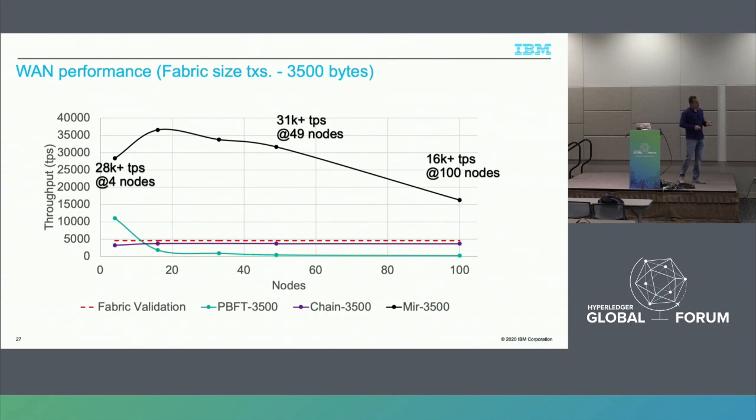Basically, what this plot shows is that for any deployment of Fabric, up to 100 nodes, the BFT ordering service is not going to be the bottleneck, which was the main inspiration for this work. So this was achieved.